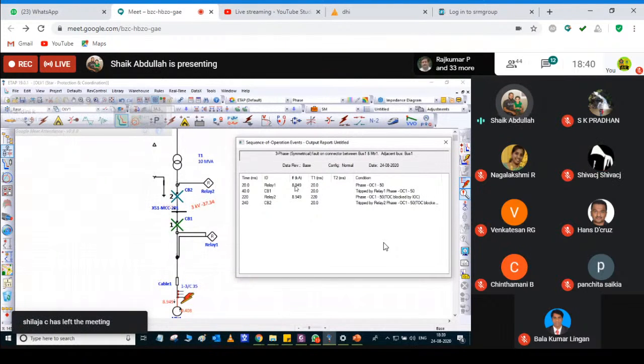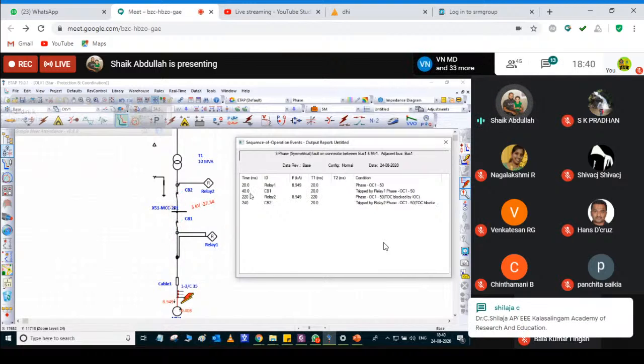At 20 milliseconds, my overcurrent 50 relay is activated because the fault current is high. That's why the instantaneous element operates first. When a fault occurs, immediately my relay operates and my breaker trips. This is my philosophy. So the instantaneous overcurrent of relay 2 trips my circuit breaker. The breaker clearing the fault takes around 40 milliseconds, this 20 and this 20.